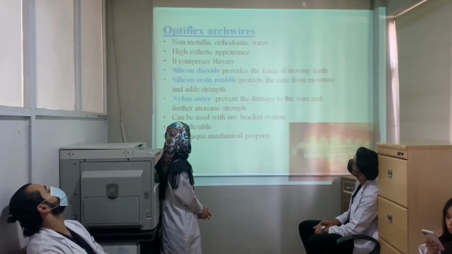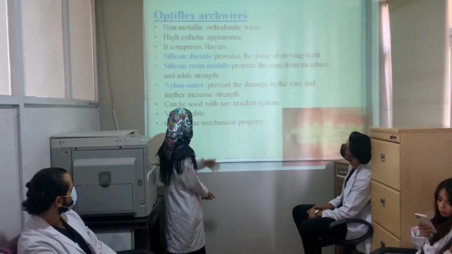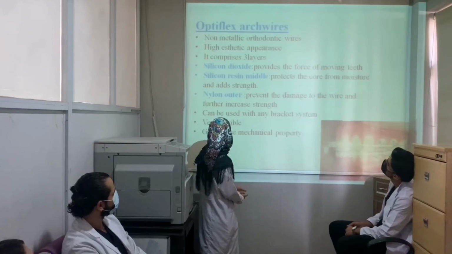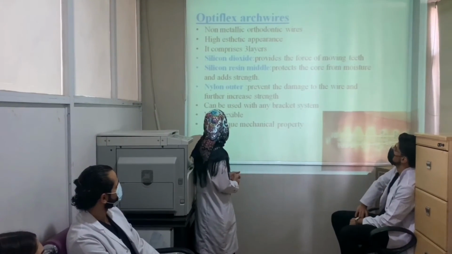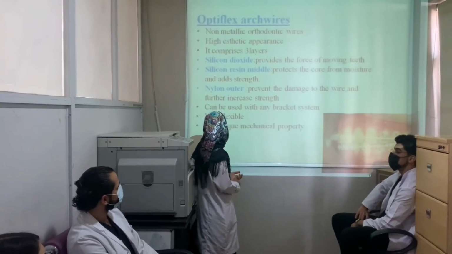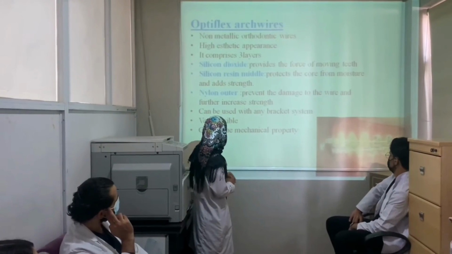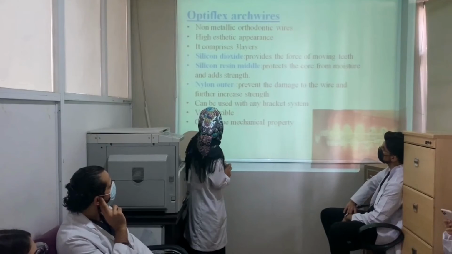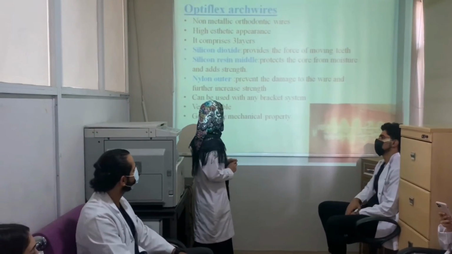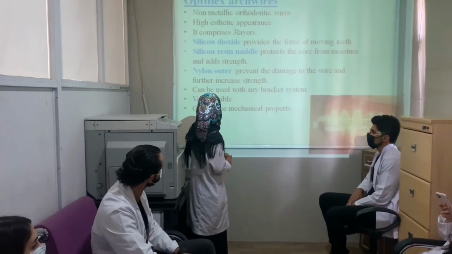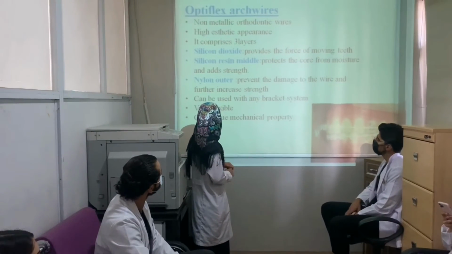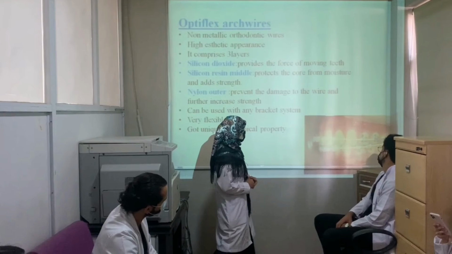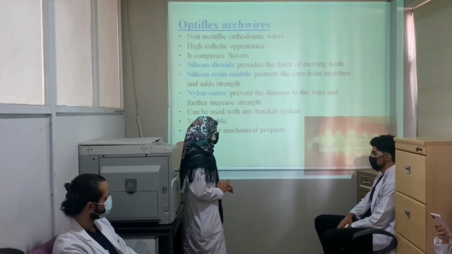It has a highly aesthetic appearance and is composed of 3 layers. The outer layer is silicon dioxide, the body or core is silicone resin, while the inner layer is nylon. It can be used with any bracket system, and it's very flexible. It has unique mechanical properties. And this is the picture of Optiflex wires. It can be used with any type of brackets.